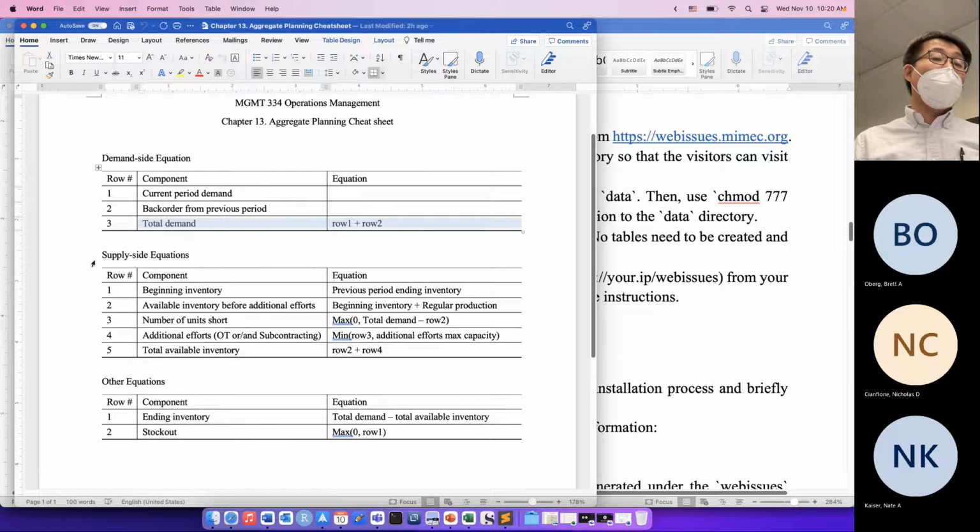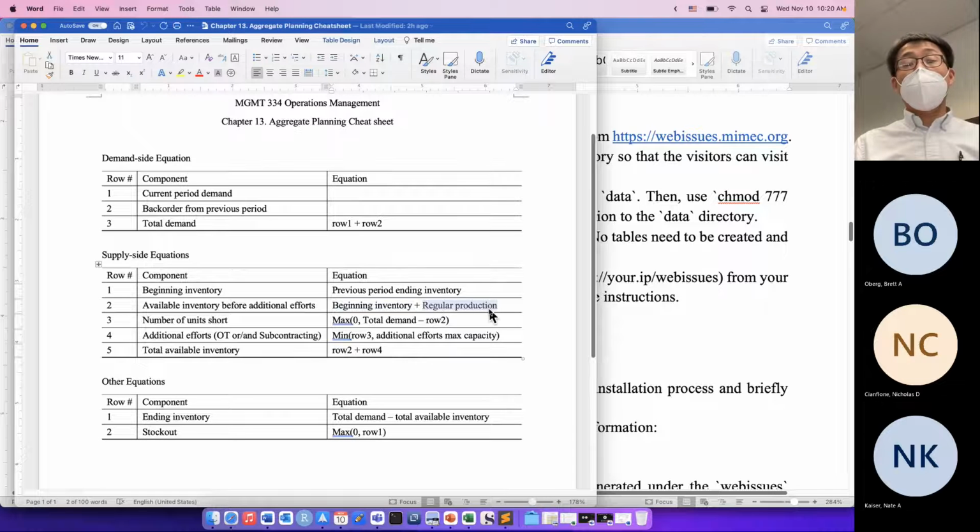Okay, and if you think about the total supply side, this is specific to your homework. The cheat sheet is specific to your homework. For other problems, I cannot guarantee this can be used as is. But in general, you need to figure out what is total demand and what is total supply. Here, we'll start with the beginning inventory, which is the previous period ending inventory, right? And available inventory before additional efforts is beginning inventory plus your regular production.